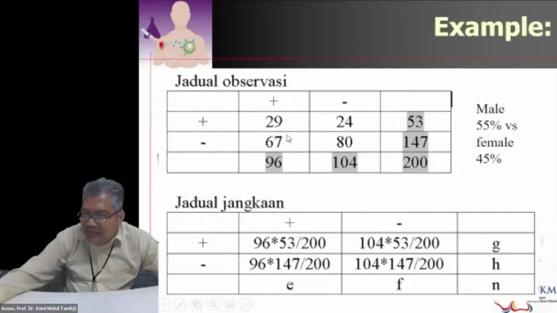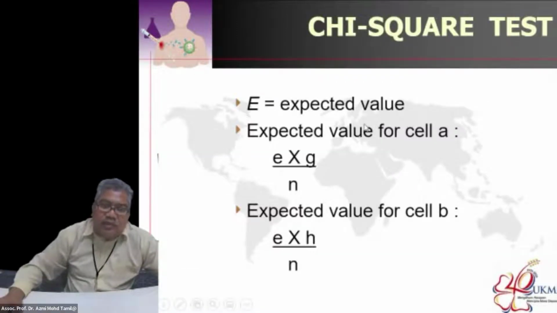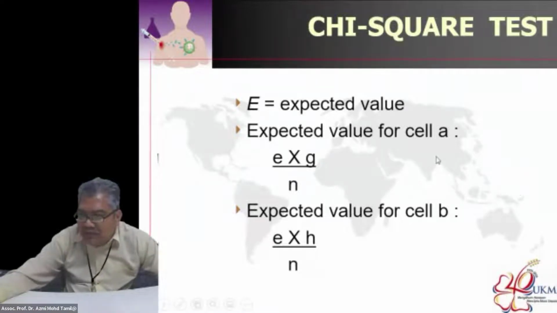To generate the expected table, you have to calculate this one times this one divided by this one. For example, to get the expected value, you have to calculate 96 times 53 divided by 200. You go down, then you look right. Row total 96, column total 147, then divide by 200. And that is how you calculate the expected value. So this is the explanation on how to calculate the expected value for cell A and cell B.